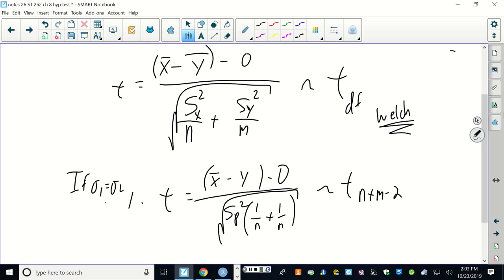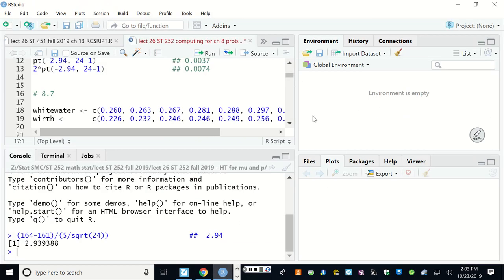So let's go through this a little faster. It's the same logic, and some of the formulas come from what we had for confidence intervals. Let's look at a numerical example.